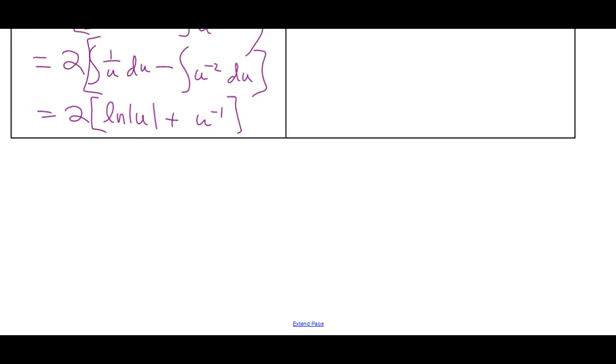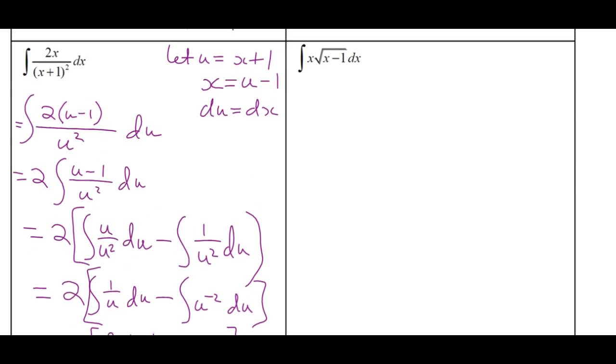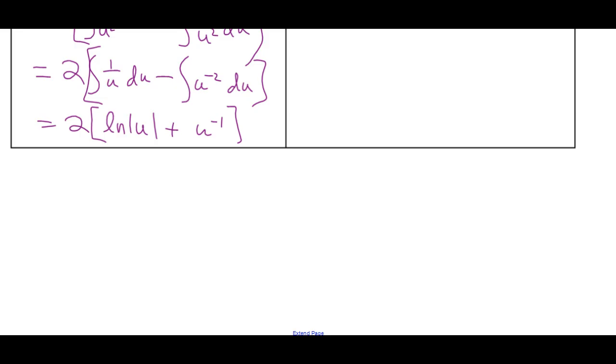Now back to x. So u is x plus 1. So 2, I can leave the 2 out front. So ln of the absolute value of x plus 1, plus 1 over x plus 1. Plus some arbitrary constant, plus c.